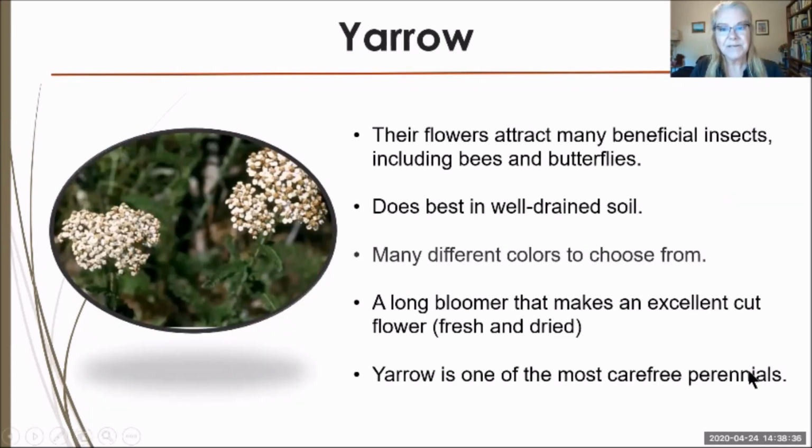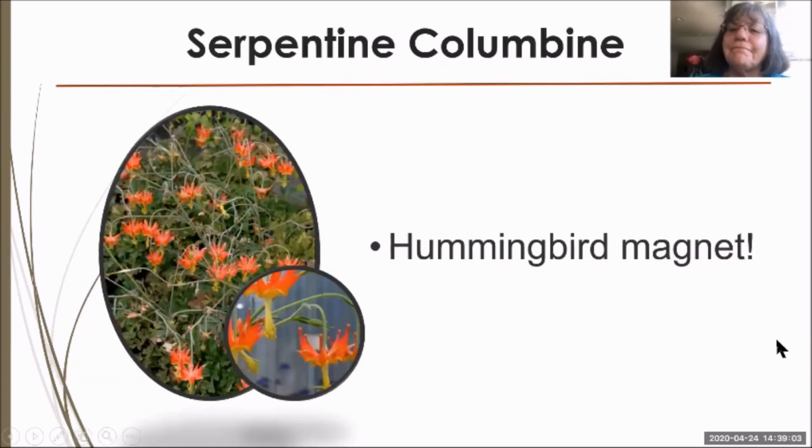And then yarrow is a fun one to have in the yard. Their flowers attract a lot of beneficial insects, including bees and butterflies. This one does best in well-drained soil. There's many different colors to choose from. It's a long bloomer that makes an excellent cut flower, fresh and dried. It's actually one of the most carefree perennials. And I think it's really fun that it has all the different colors.